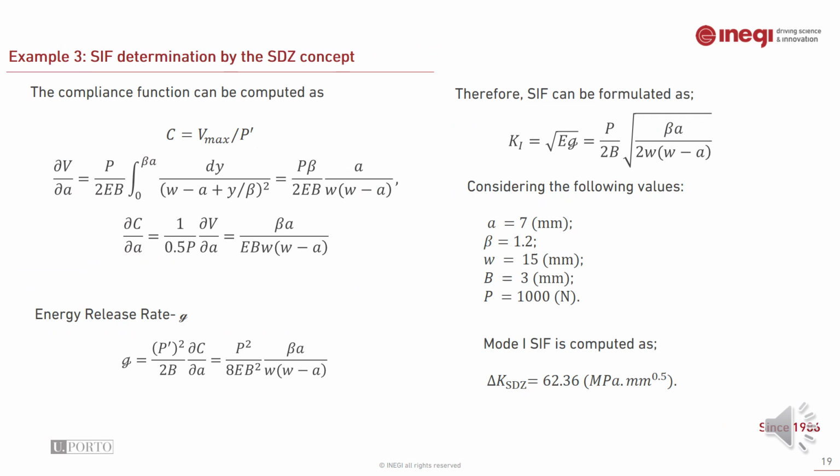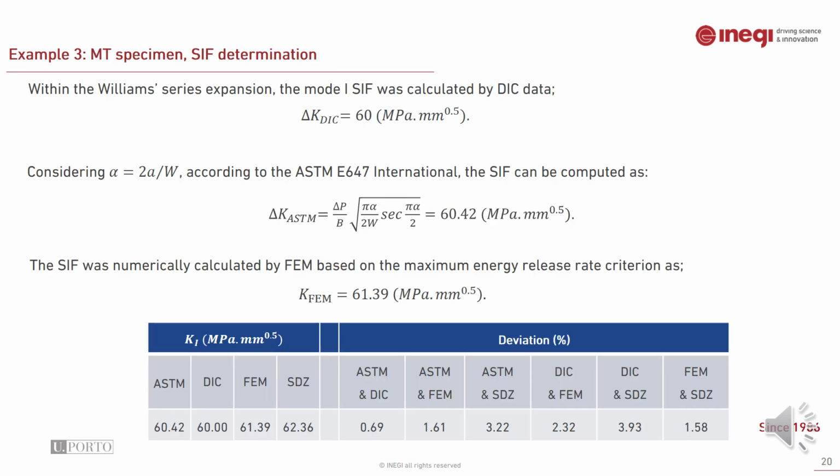The compliance function can be computed as C, and the derivative in terms of the crack length has also been obtained. Based on the energy release rate, the G factor can be calculated, and since the stress intensity factor is a function of G, it is possible to directly calculate the stress intensity factor for the stress dead zone concept for this MT specimen.